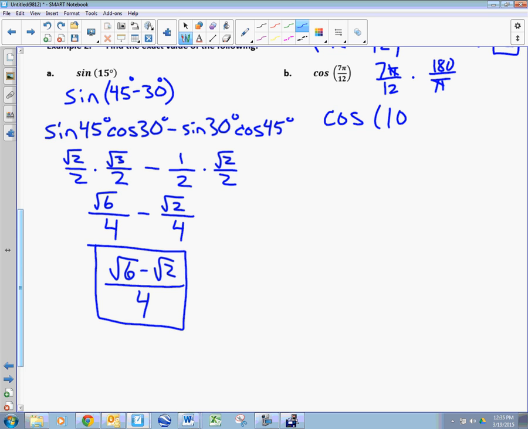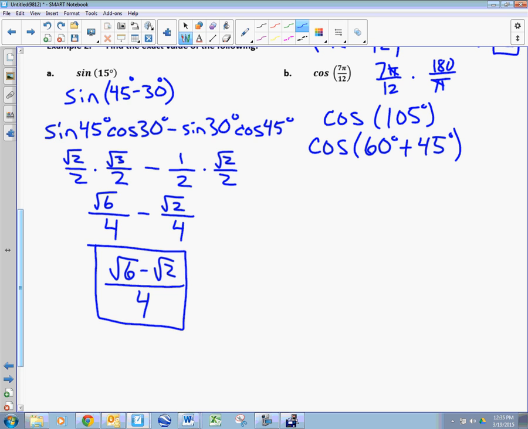We have the cosine of 105 degrees. I need two angles to either add to 105 or subtract to 105. Any thoughts? 45 plus 60, correct. Or 135 minus 30. You have lots of options, okay? So I'm going to choose 60 plus 45. So 105 is the same as 60 degrees plus 45 degrees.